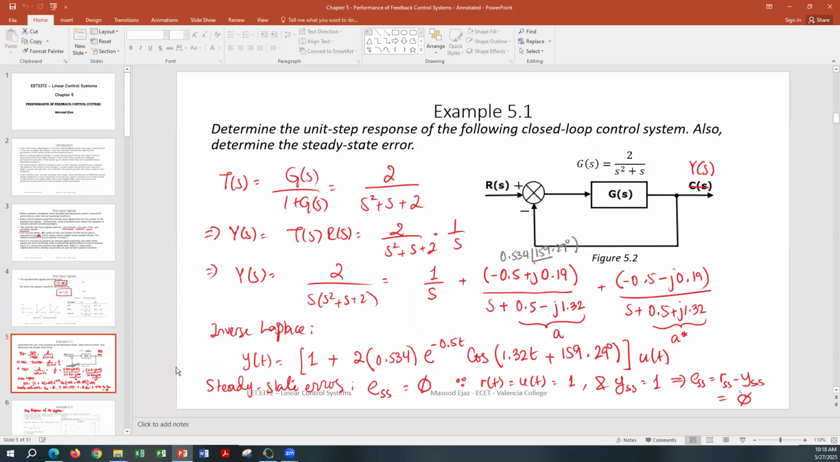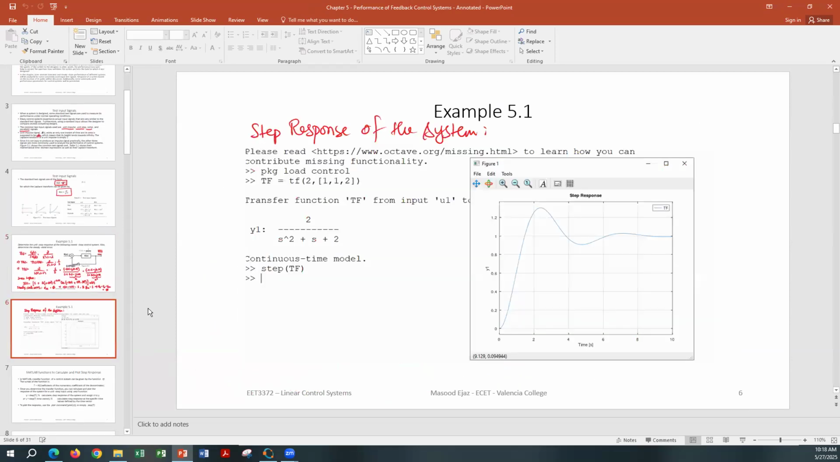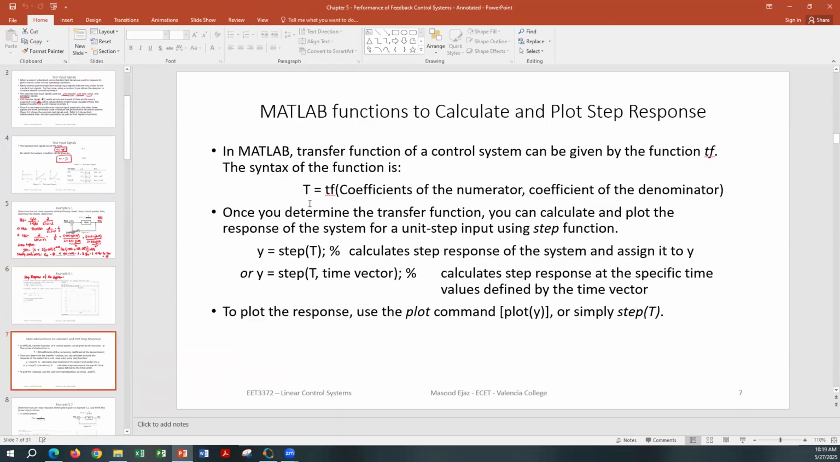We worked on this example, unit step response of the closed loop system, and then we discussed how to plot that, as we did in today's quiz as well, how to plot the response without going into the time domain, just from the frequency domain, how to plot the unit step response of the system by first defining the transfer function in MATLAB and then using the step command.